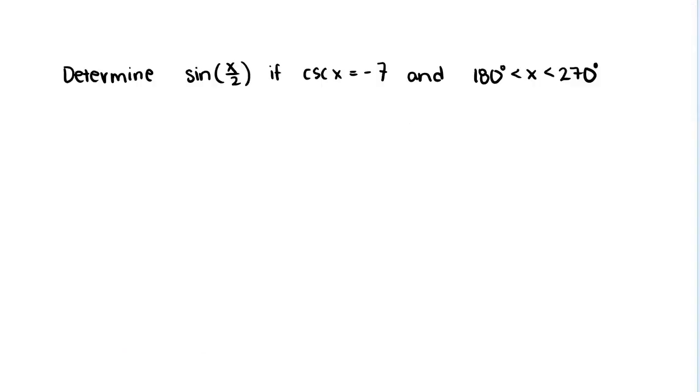So let's do one last example. Let's determine sine of x over 2 if we know that cosecant of x is equal to -7 and x falls between 180 degrees and 270 degrees. So let's unpack this a little bit. We're starting with this idea that cosecant of x is equal to -7. Well, cosecant of x is the reciprocal of sine. So this is telling us that sine of x is equal to -1 over 7, right, the reciprocal.